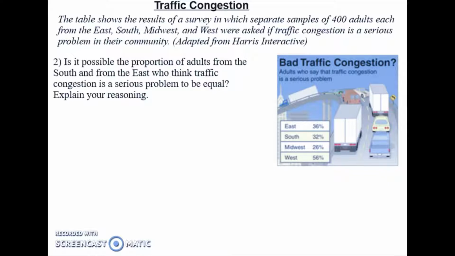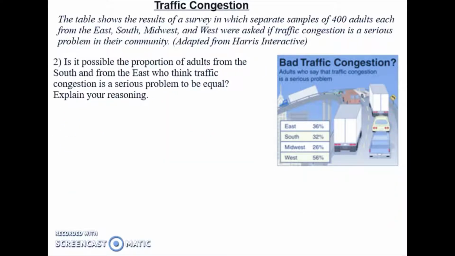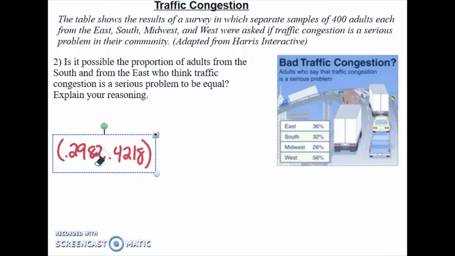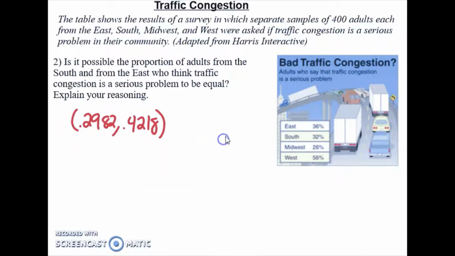So then the last question asks, is it possible the proportion of adults from the South and from the East who think traffic congestion is a serious problem could be equal? Is it possible for them to be equal? So let's look at these proportions. So this was the east, and here we have this was the south.